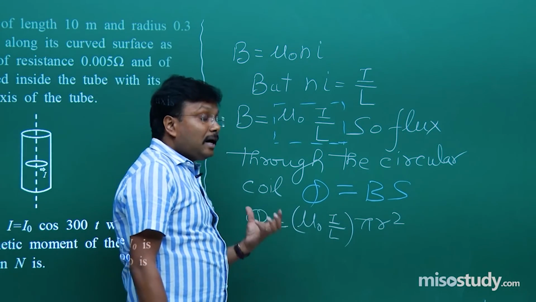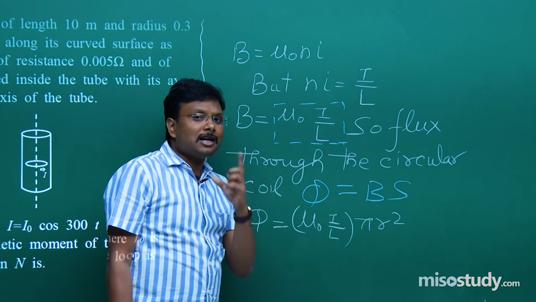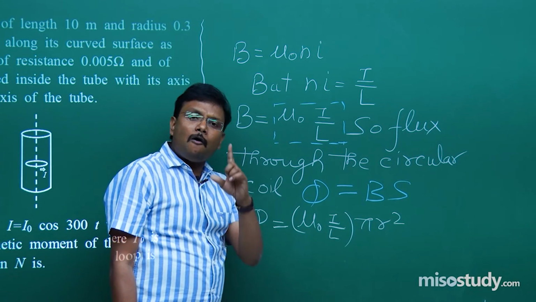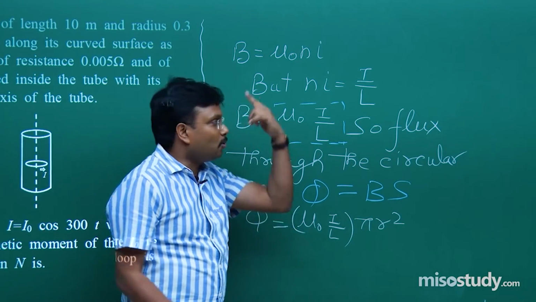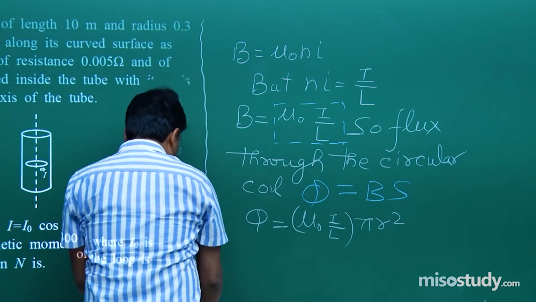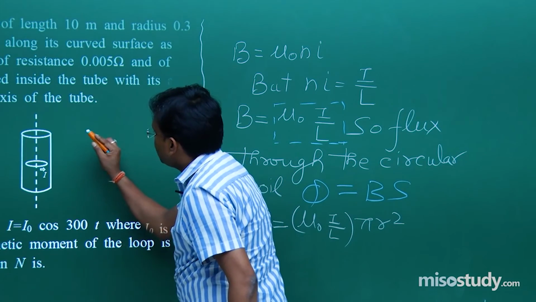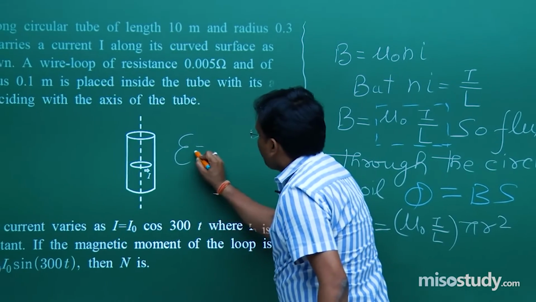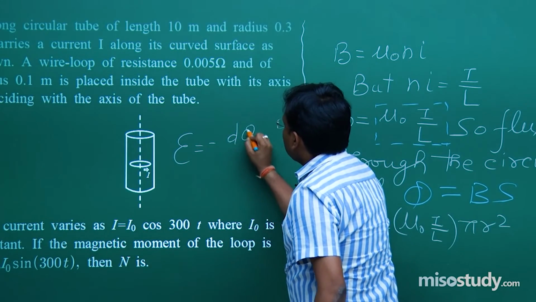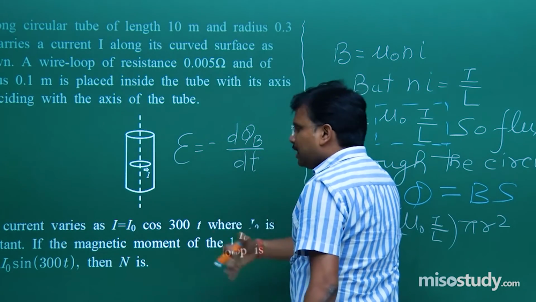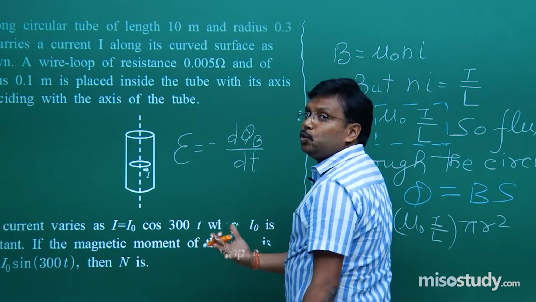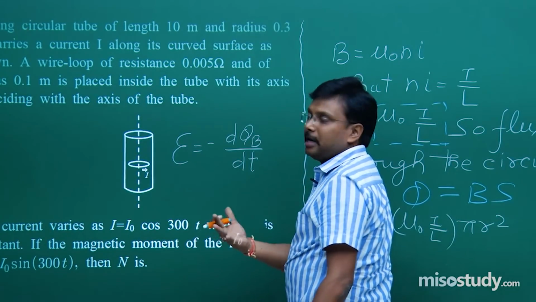Now, what is the induced EMF? At the start of the first question in one of the previous videos, I mentioned that induced EMF is minus d phi B by dt. Keep writing these formulae again and again. The more you practice, the more perfection you will achieve.